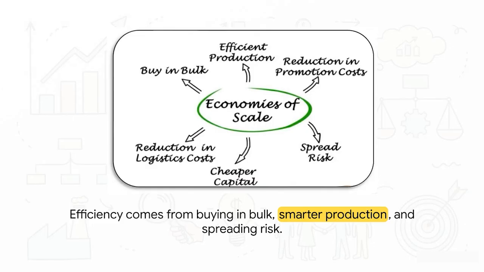Well, a few ways. You can start buying your raw materials in huge bulk orders and get a discount. You can afford to invest in way more efficient technology, and you can spread your big fixed costs, like an advertising campaign, over thousands or even millions of products. It's simple, really. Getting bigger can make you a lot more efficient.